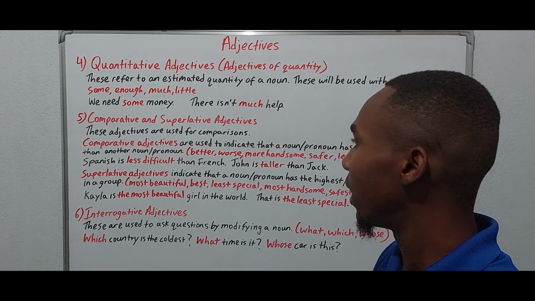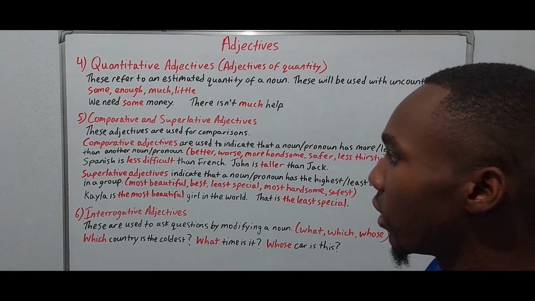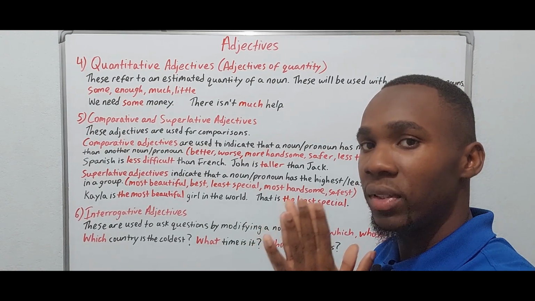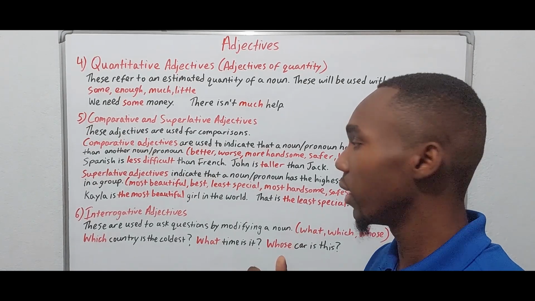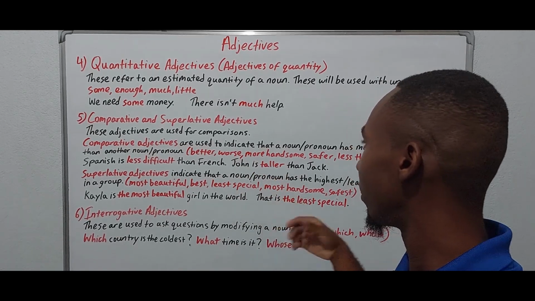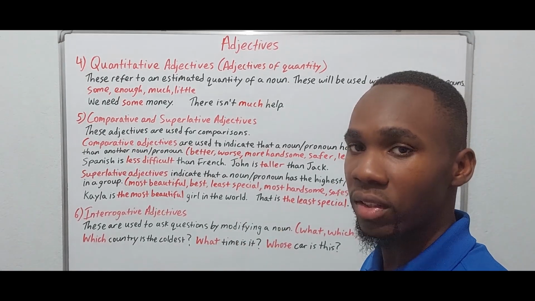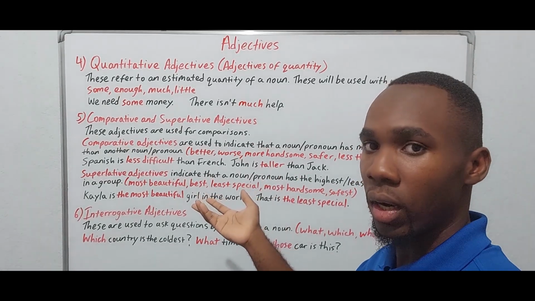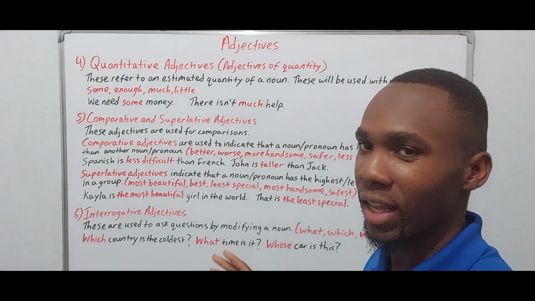Superlative adjectives indicate that a noun or pronoun has the highest or least amount of a quality. So this is where, in a group, we say that a noun or pronoun is at the upper or lower limit of a quality, okay? For example, most beautiful, best, least special, most handsome, safest. And to form these, we add est if it is 1 syllable. And if it's 2 or more, then we use most, right? But once again, we're not focusing on that.